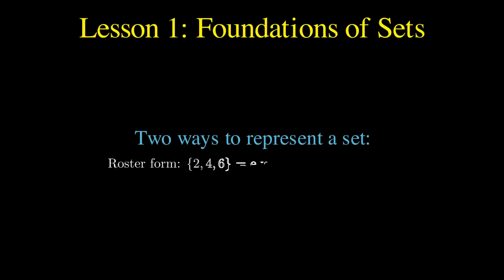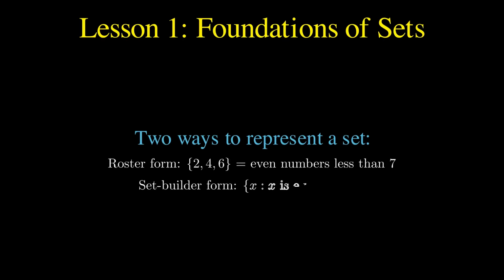First, the roster form, where we directly list the elements. For example, {2, 4, 6} is the set of even numbers less than 7. And the second is the set builder form, where we describe the property of the elements. For example, {x : x is even and x is less than 7}. Both describe the same set, just in different styles.